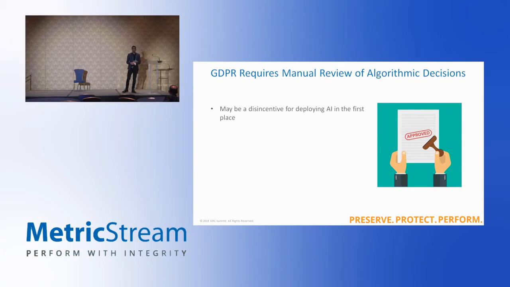The second reason why GDPR might impact AI is that GDPR requires the manual review of algorithmic decisions. So what does that even mean? It means if a decision has been made by some model, then it has to go through this human layer, this human in the loop, before anything gets acted on. This could even be a disincentive for companies to use AI in the first place, because how do you even do that? It can be really complicated to put a human in the loop when you've designed everything around not having a human in the loop, to be as objective as possible.